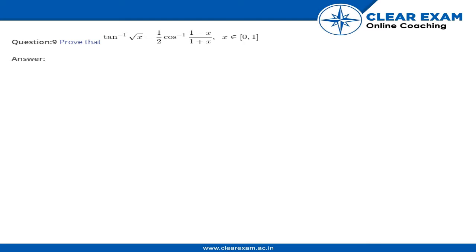Let's have a look. The question says: prove that tan inverse of root x is equal to 1 upon 2 cos inverse of (1 minus x) upon (1 plus x), where x lies from 0 to 1. Looking at the question, you must immediately get the idea that we have root x in the LHS, so we have to somehow remove the root term. So what can we do? We can replace x by tan squared theta.